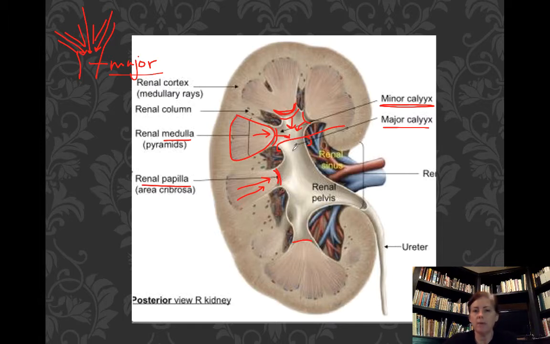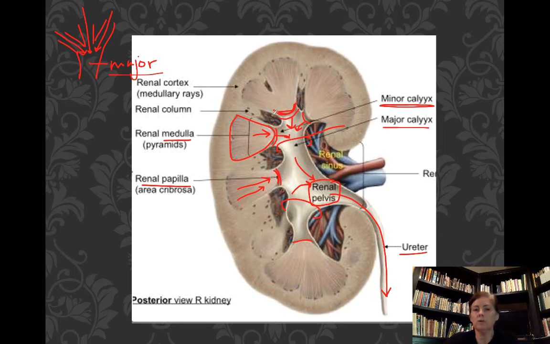And what's going to happen is that those major calyces are going to ultimately join to create the renal pelvis. Okay, and so that's the structure here right in the center. So this is basically like the large drainage ditch. Everything's draining to this area, and then the renal pelvis continues to the outside of the kidney as this kind of muscular tube called the ureter.